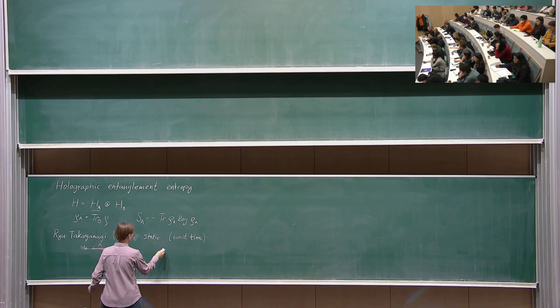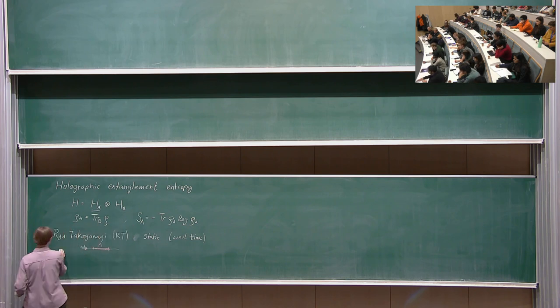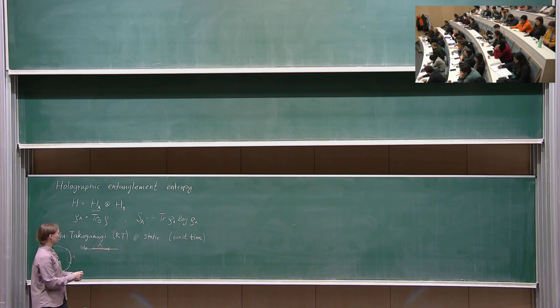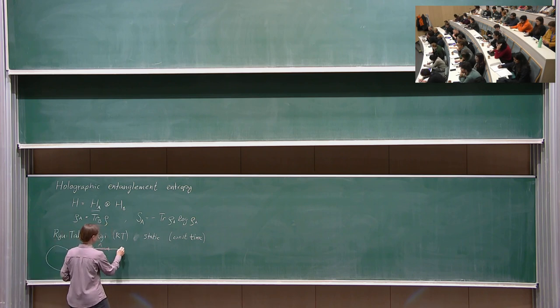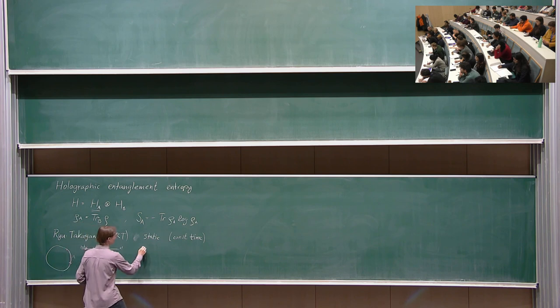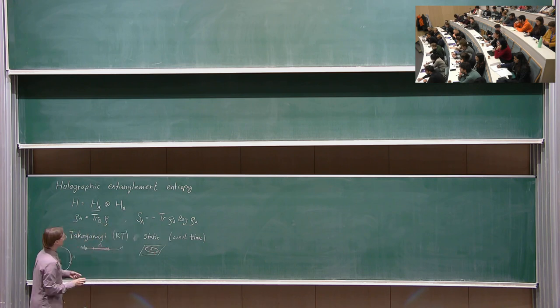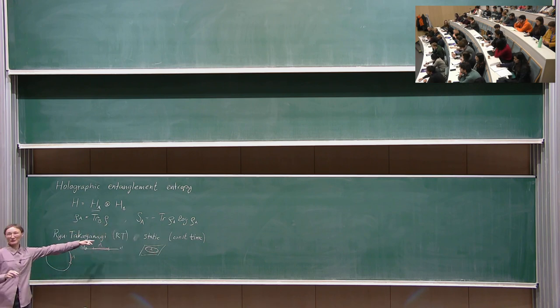If I draw the global picture, we would be living in some region like this. Or if I want to draw it in higher dimension, so this was just one spatial direction, but we have three spatial directions in this room, so our region A would be something like this. So these are all the same pictures, I'm just giving you a different perspective.